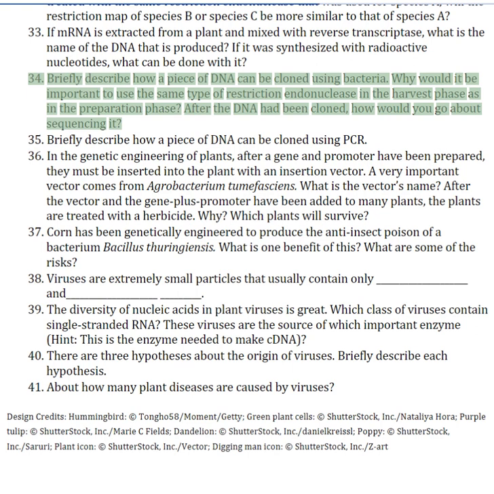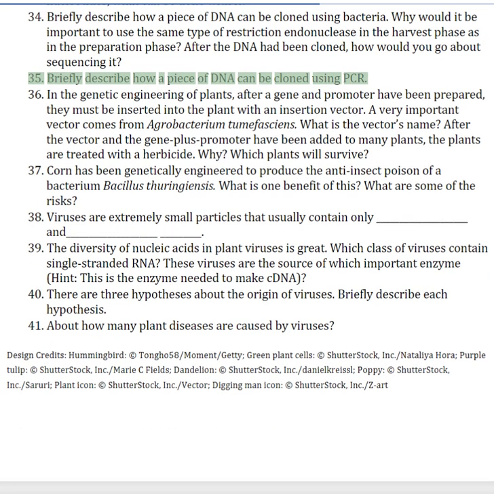34. Briefly describe how a piece of DNA can be cloned using bacteria. Why would it be important to use the same type of restriction endonuclease in the harvest phase as in the preparation phase? After the DNA had been cloned, how would you go about sequencing it? 35. Briefly describe how a piece of DNA can be cloned using PCR.